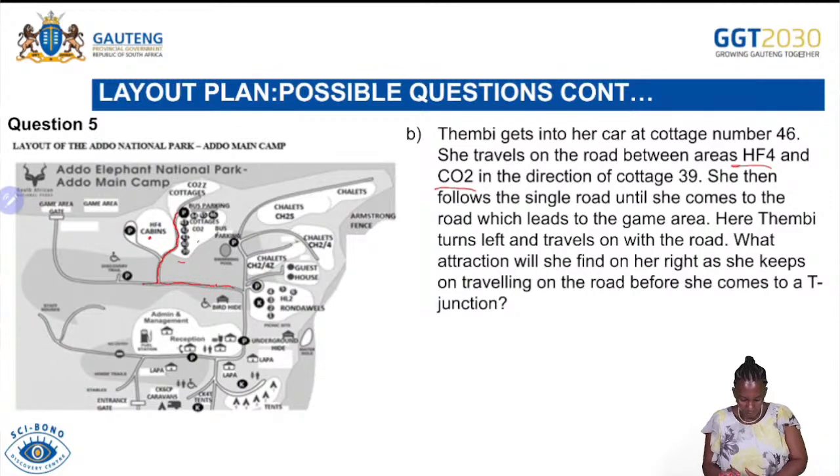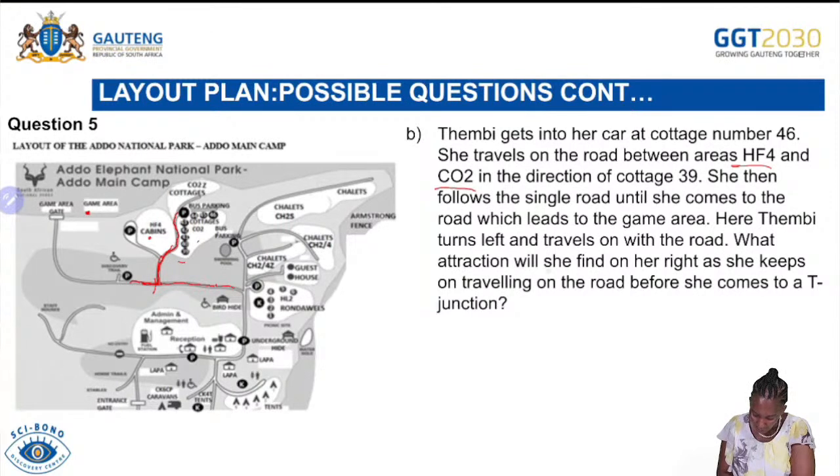Now, it says here Tembi turns left. So there you go. Remember, she was traveling, and then here Tembi traveled from here going this way. She came on a single road that leads to where? To the game area. And there is the game area, the site, as you can see.